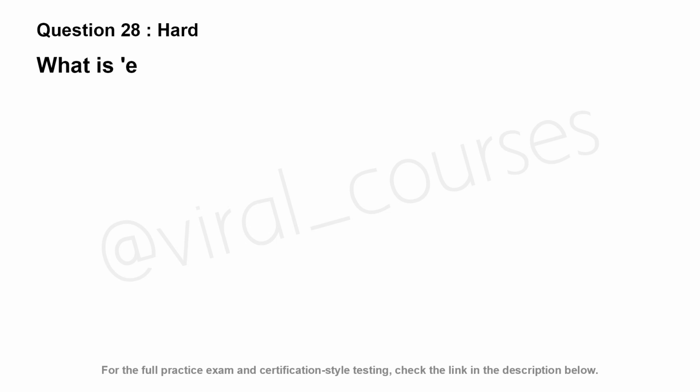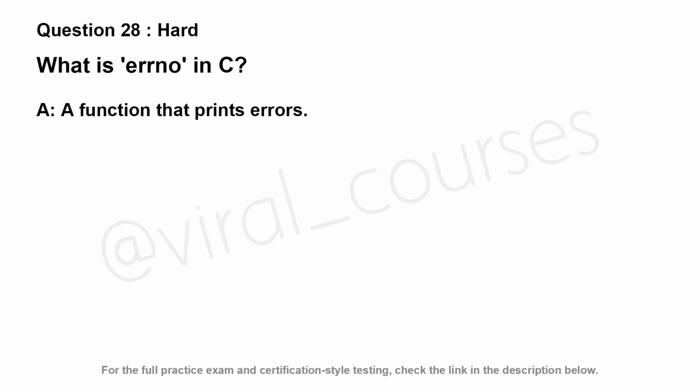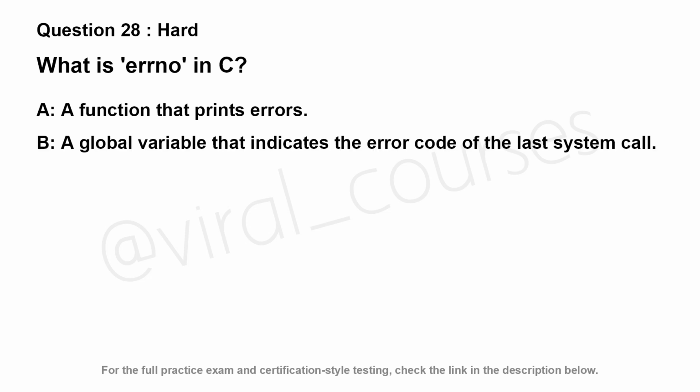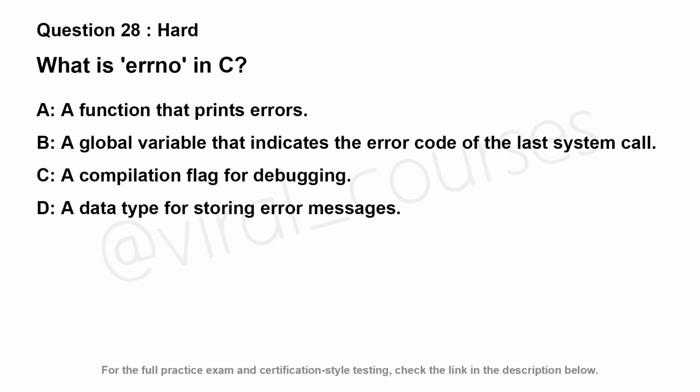What is errno in C? Option A, a function that prints errors. Option B, a global variable that indicates the error code of the last system call. Option C, a compilation flag for debugging. Option D, a data type for storing error messages.